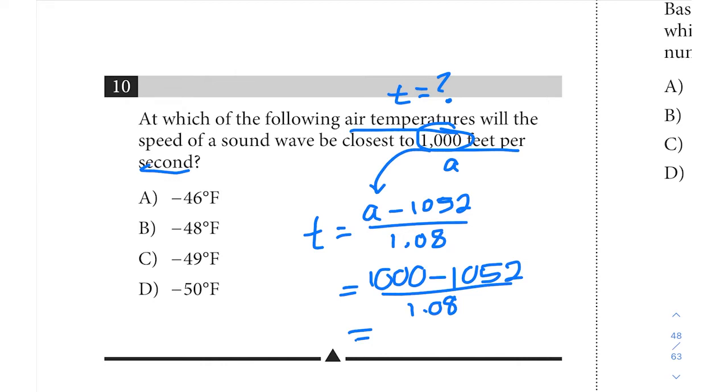And when we do that, it comes out to a negative 48.15. It's actually negative 48 and change, but for our purposes, we can put it down as negative 48.15. And it says closest to, and keep in mind, if it does say closest, that means it's okay if your answer choice does not come out to be the exact value. Here, our closest answer choice to negative 48.15 is negative 48 degrees Fahrenheit for our answer to number 10.